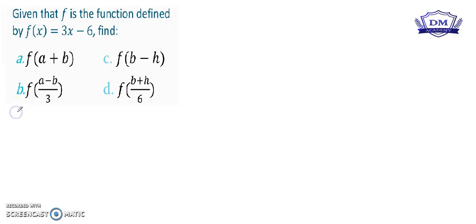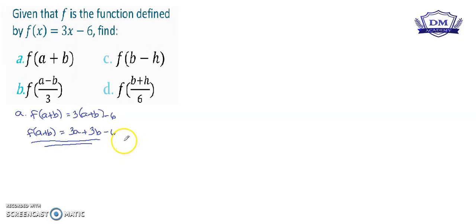Let's start with letter A. Let us evaluate f of a plus b. This is equal to 3 times a plus b minus 6. So f of a plus b is equal to 3 times a, that is 3a, using the distributive property, plus 3 times b, that is 3b, then minus 6. That's it. This is f of a plus b.